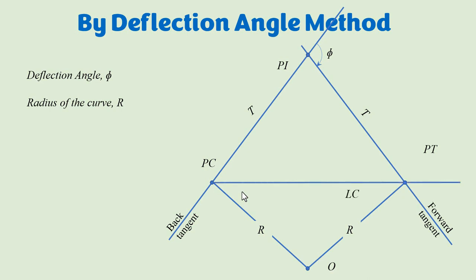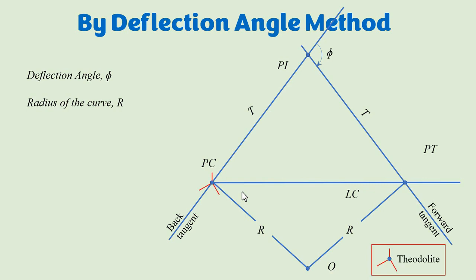Now let's discuss how the deflection angles are calculated and how they can be used in setting out of the simple circular curve. Deflection angles are actually horizontal angles, and whenever there is a horizontal angle, there should be an instrument with which we can measure it. In this case, let's say we are taking a theodolite. As PC is the start point, we are going to place the theodolite at the PC point.